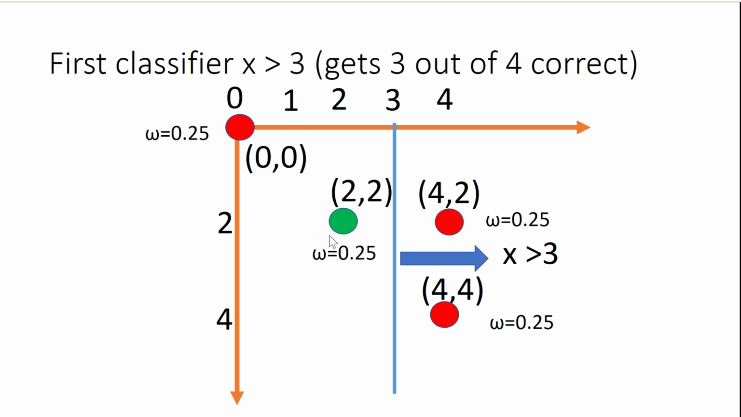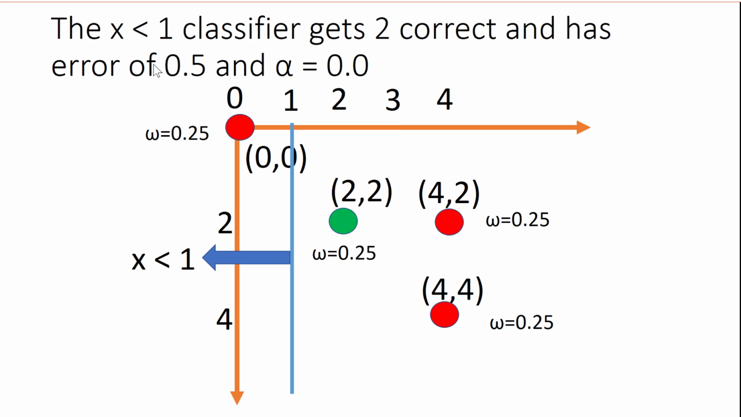The alpha will be 0.54. This classifier, x less than 1, okay, it's going to get 2 wrong. So it gets 2 right and 2 wrong. It turns out that the alpha for that then is 0.